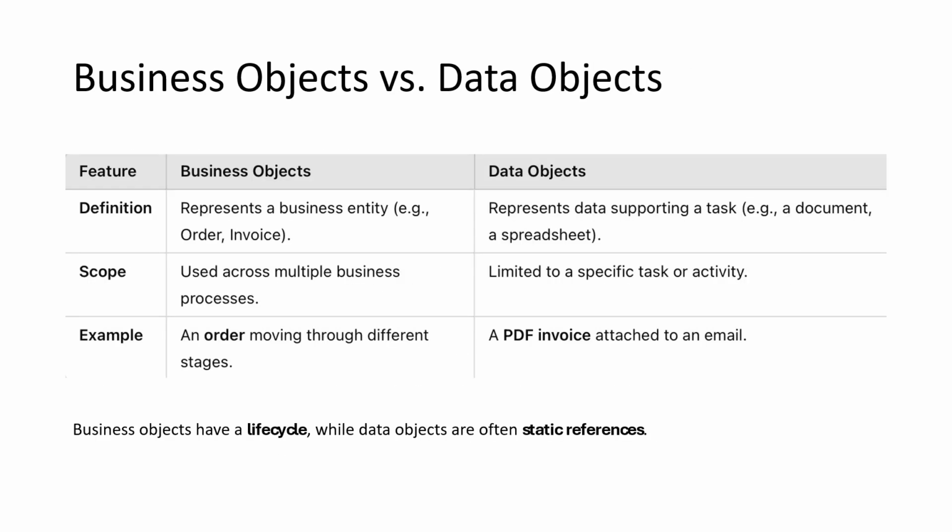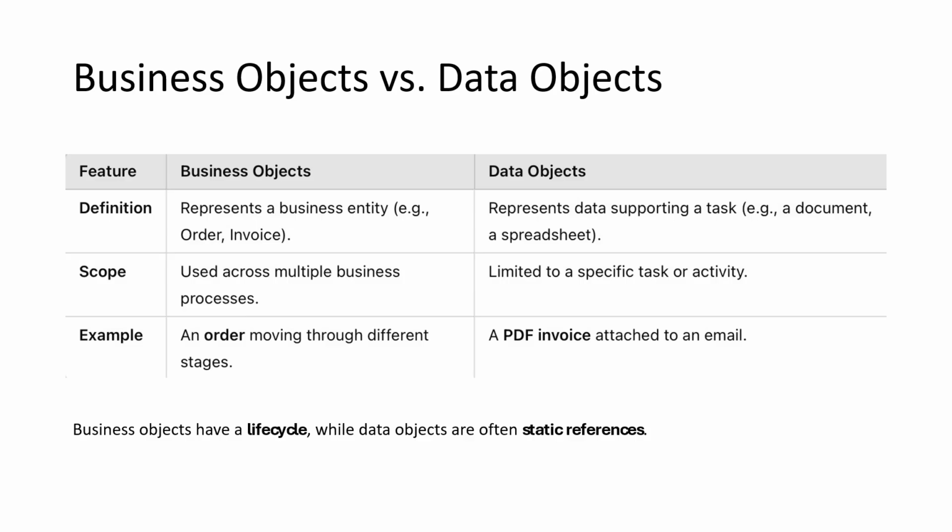Business objects versus data objects. Definition of business objects. A business object represents a business entity, example, order or invoice, while a data object represents data supporting a task, example, a document or a spreadsheet.